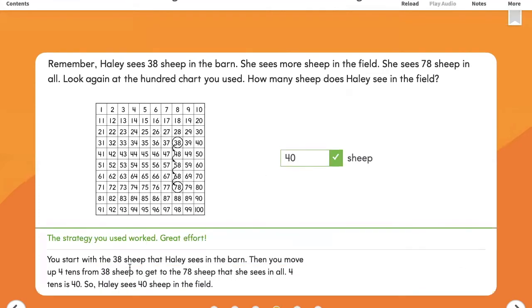You start with 38 sheep that Haley sees in the barn. Then you move up 4 tens from 38 sheep to get to the 78 sheep that she sees in all. 4 tens is 40, so Haley sees 40 sheep in the field.